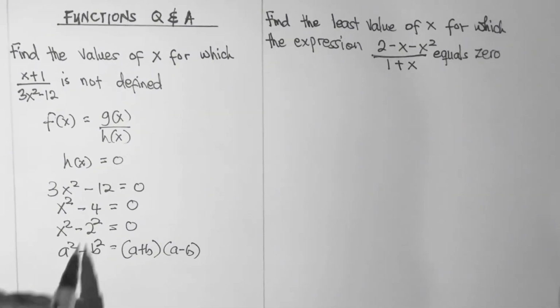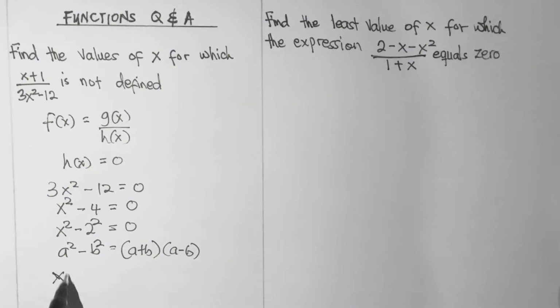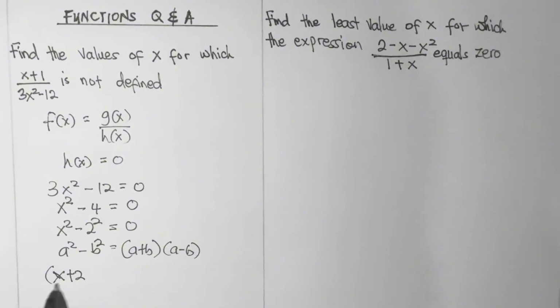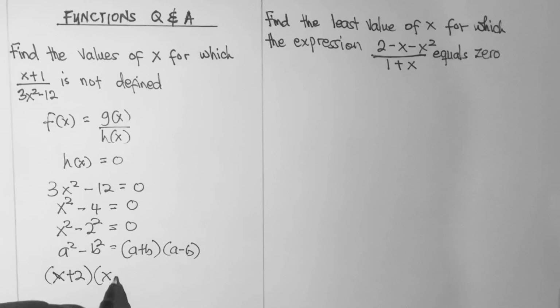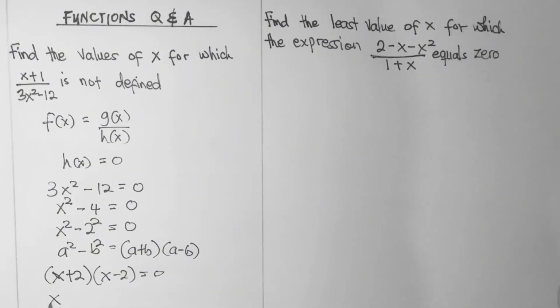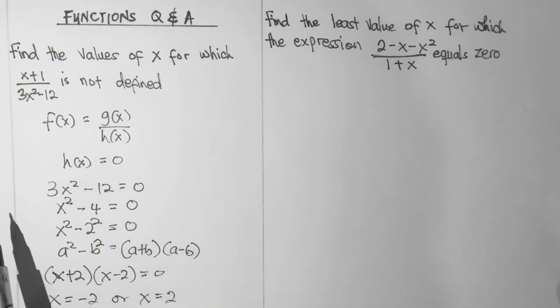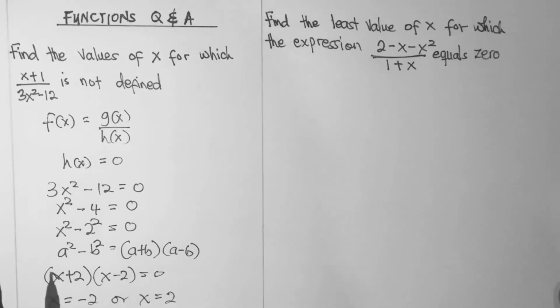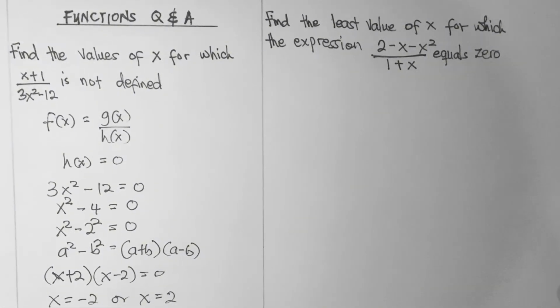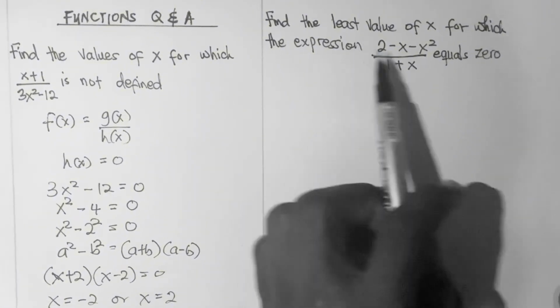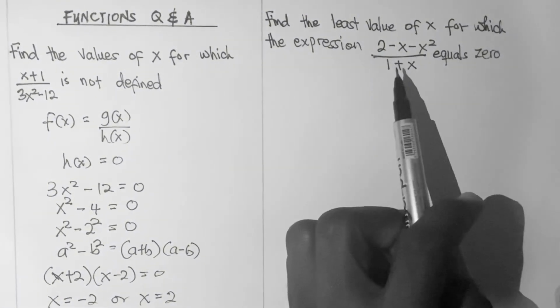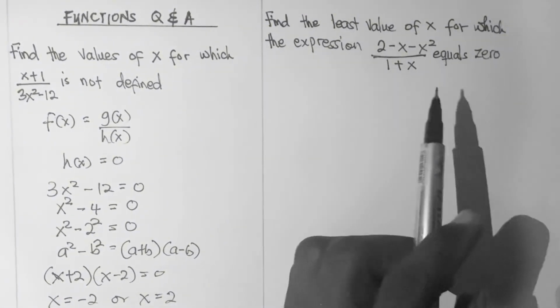So x squared minus 2 squared is, in brackets, x plus 2, times another bracket, x minus 2, equals 0. So you can see that the values of x are x equals minus 2 or x equals 2. So the values of x for which this function is not defined are x equals minus 2 and x equals 2.